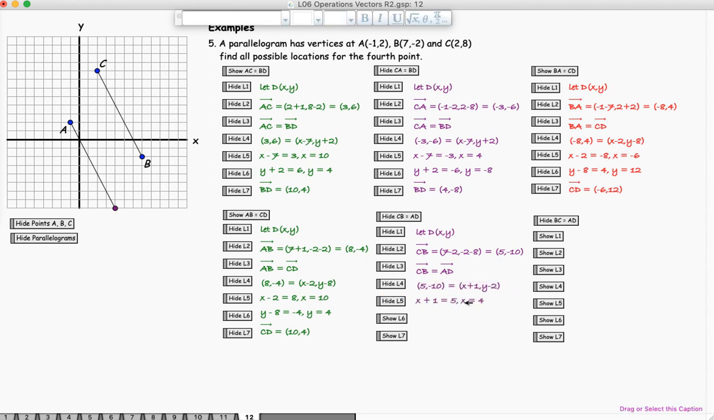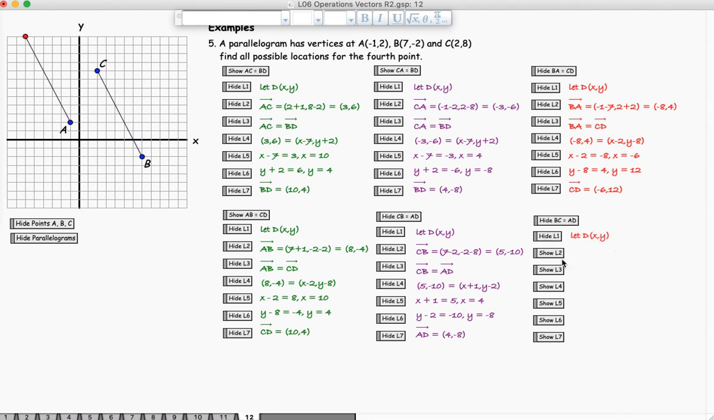So two equations, the x components are equal. X plus 1 is 5, that gives me x is 4. I have y minus 2 is negative 10, that gives me y is negative 8. And so now AD is 4 comma negative 8. So I'm getting that point again. And one last possibility. It is now that BC is equal to AD, but notice I'm getting that point again.